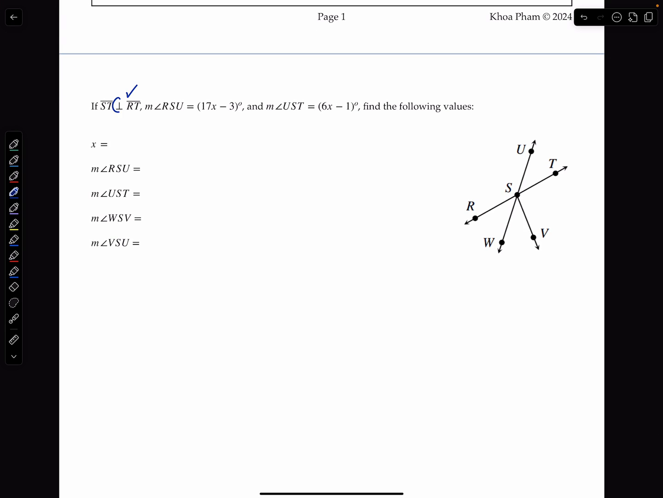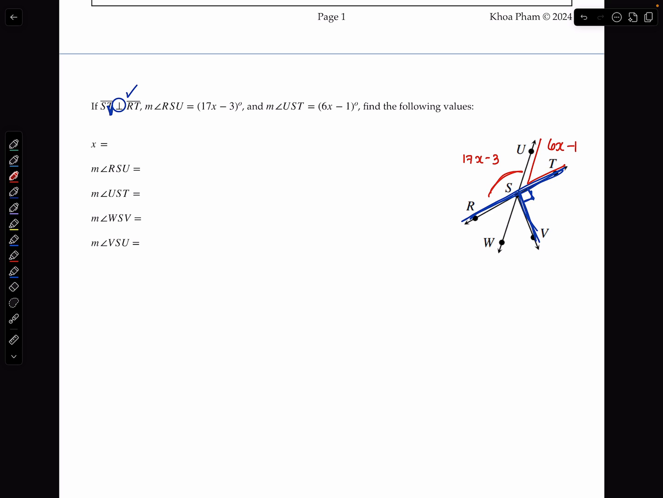ST is perpendicular to RT, so again, reading the question. So ST is this line right here. I am so confused. I think I should say SV. Apologies. So ST is this line right here. SV is going to be that one. This is 90 degrees. Okay. RSU is this angle right there. That's 17x minus 3. UST is 6x minus 1.